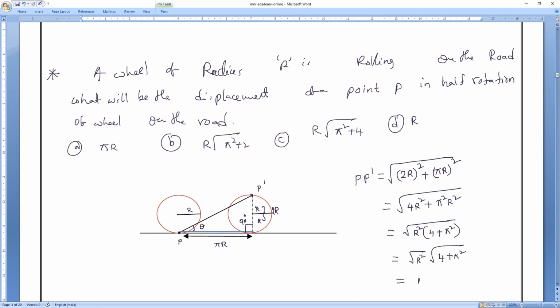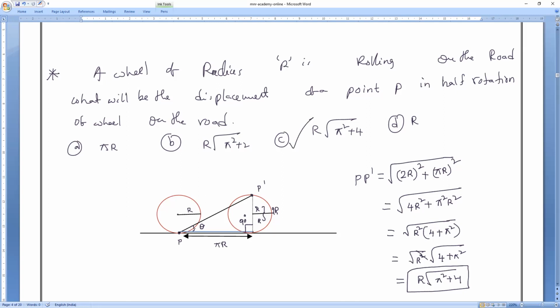So what is the answer? Square and root will get cancelled. R into root of pi square plus 4. We cannot write square root 4 separately here. Why? They are not in multiplication, they are in addition. So what is the answer, guys? Option C.